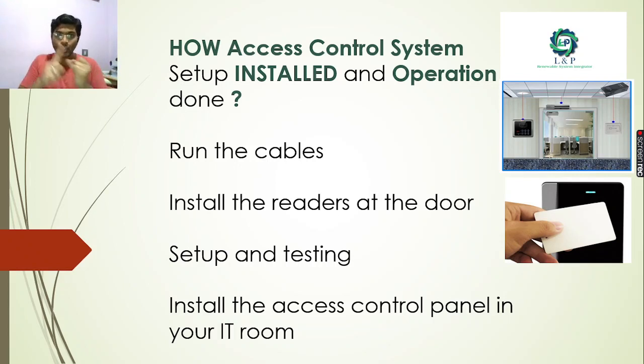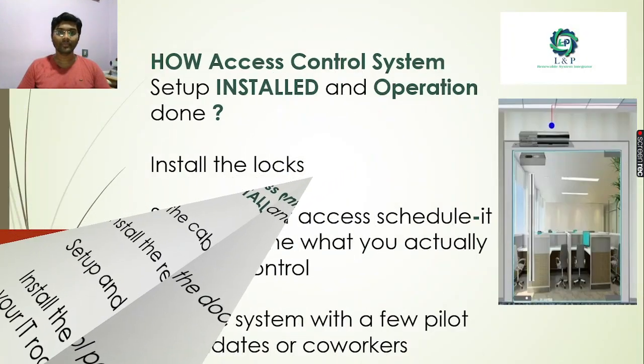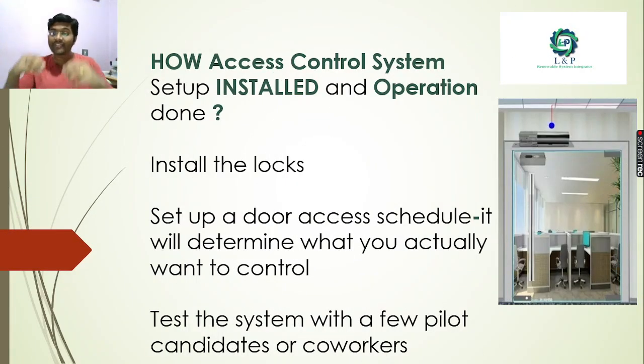Then for that we need to run the cables. Next, we need to install the readers near the doors. After installing those readers, by connecting our cables properly, we need to set up and do the testing. Next, we need to install the control panel inside the IT rooms. Then, at the end, after the installation of the doors, we need to install the locks. Okay, and then we need to set up a door access schedule. It will determine what we actually want to control. And with the help of co-workers, we can test the systems.